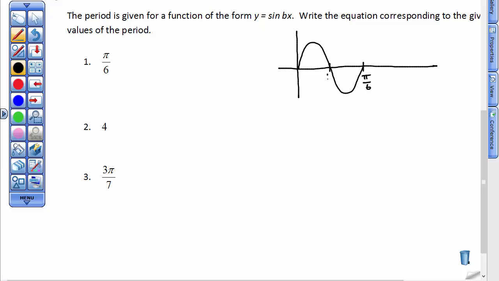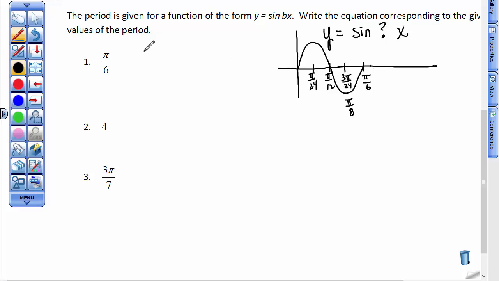So this halfway point is pi over 12, and this halfway point is pi over 24. I've got to make sure I did this right. So it's pi over 24, 2 pi over 24, 3 pi over 24, which really should be reduced to pi over 8. But I just want to give you a feel for what we've got going here. We want to write y equals the sine of something here times x that causes this period to be pi over 6.